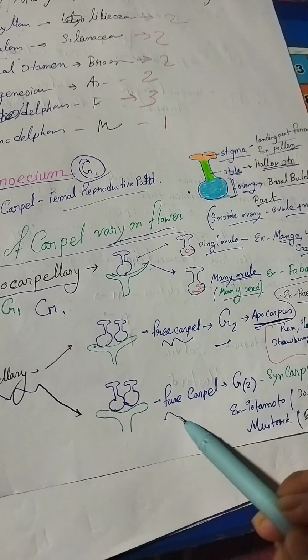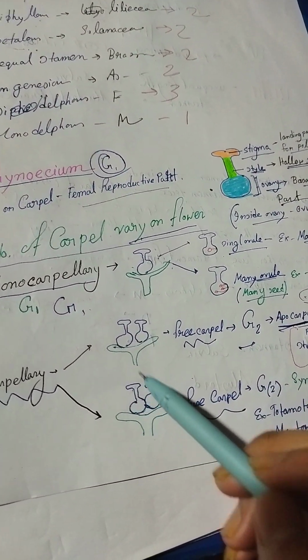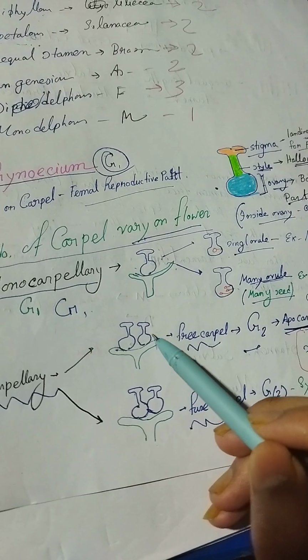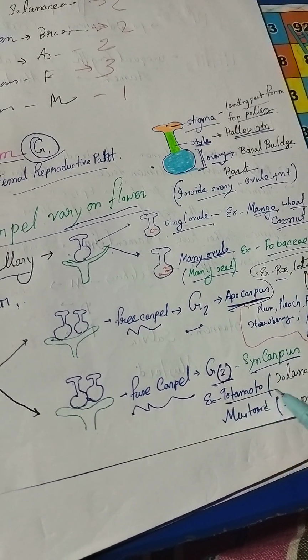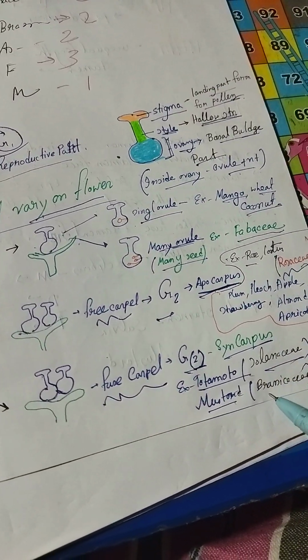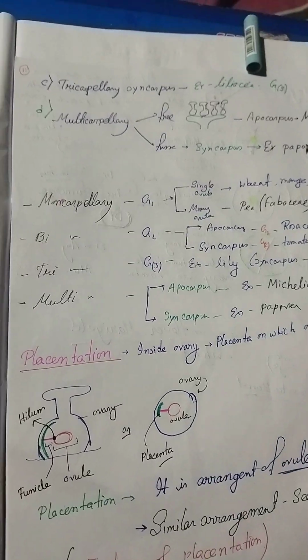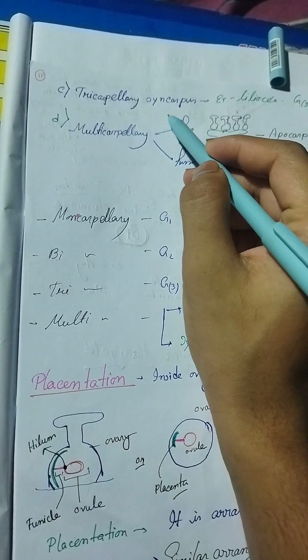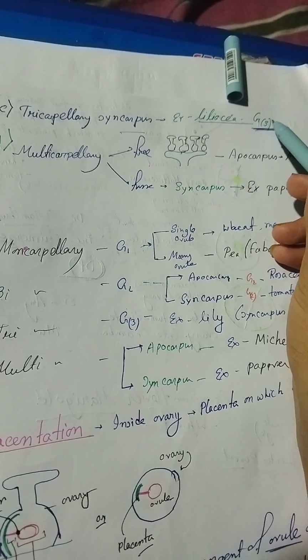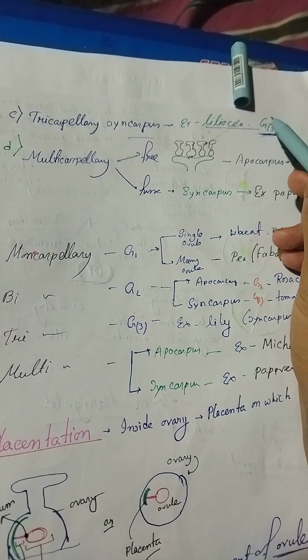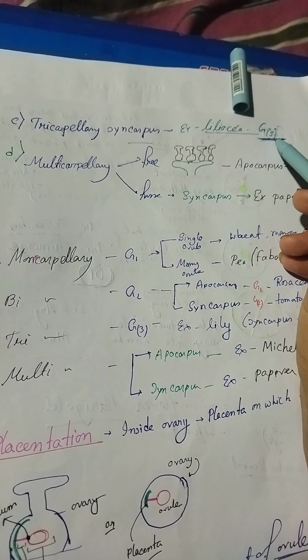And second is fused carpel, carpels fused. First, if the carpels are fused, G2 in bracket (2), syncarpous. This is tomato, Solanaceae, mustard, Brassicaceae. Now talk about tricarpellary syncarpous. Example is Liliaceae, that is fused. In the case of G3 in bracket, that means fused.